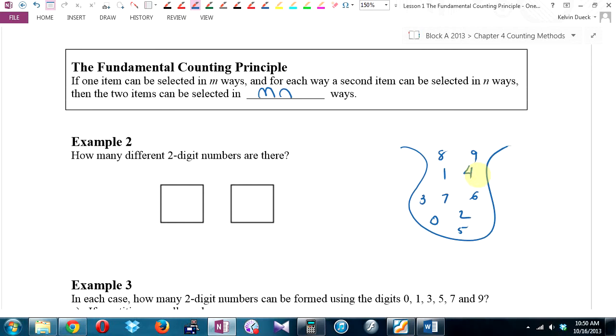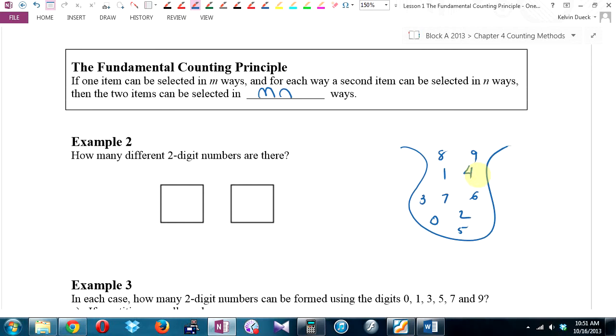Reach in. How many choices do you have for the first digit? 10. 9 or 10? Which one? Why is 10 wrong? Oh. What? Someone said it. I think I heard someone say it. We're not allowed to start with a 0. We don't start digits with a 0.